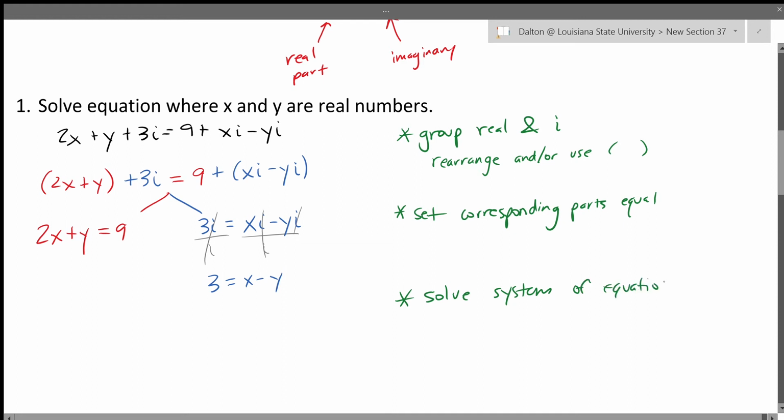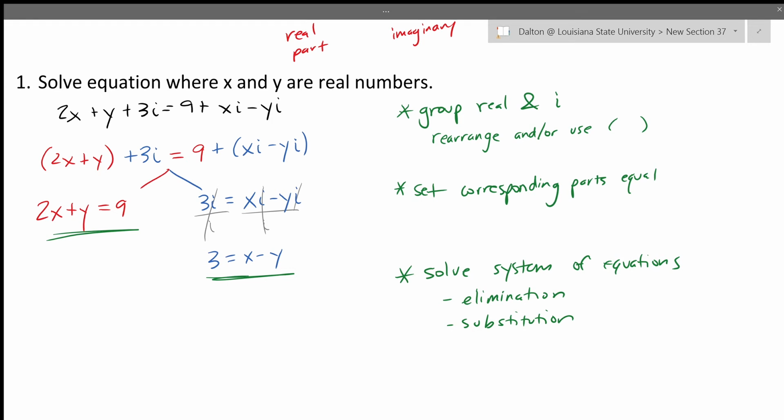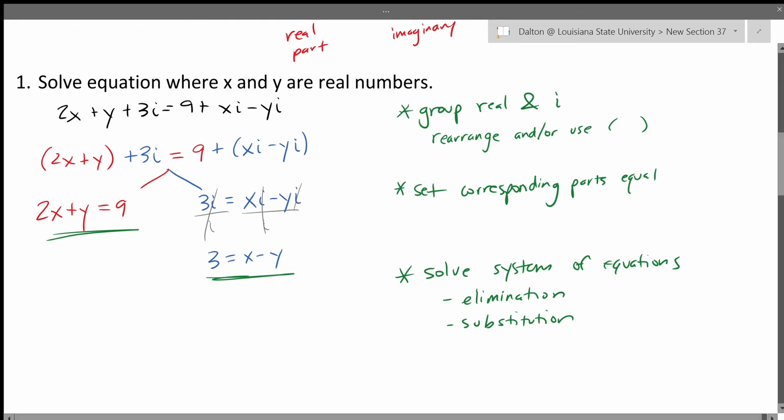There are a few different things you can do. I would say the most common methods would be elimination, substitution, etc. So you'll take your two ending equations, 2x plus y equals 9 and 3 equals x minus y, and then you want to go ahead and solve those. Some people just prefer substitution. If you look at these two equations and notice that one has a positive y and one has a negative y, to me it just makes sense to line them up and eliminate.